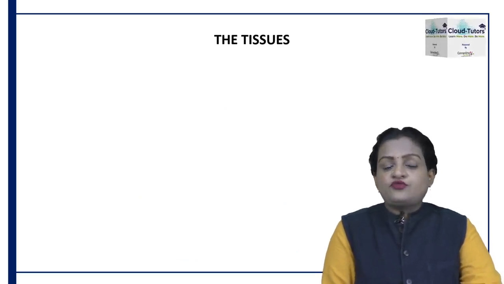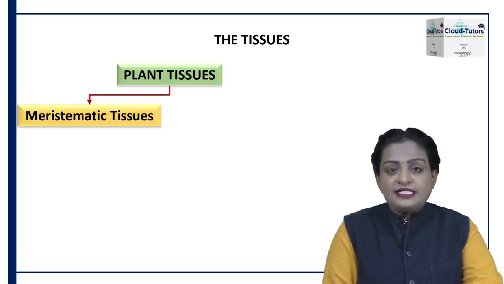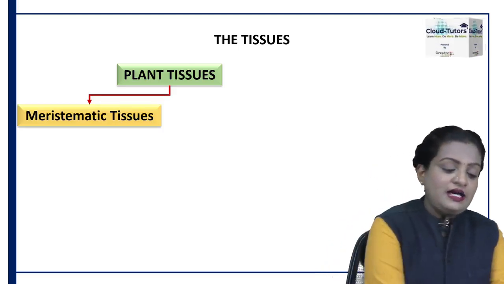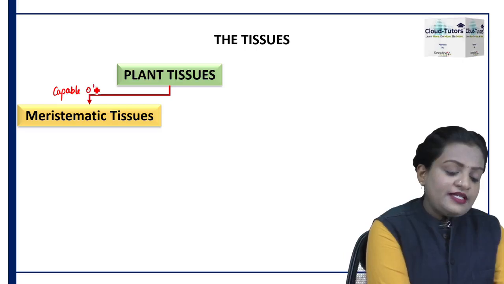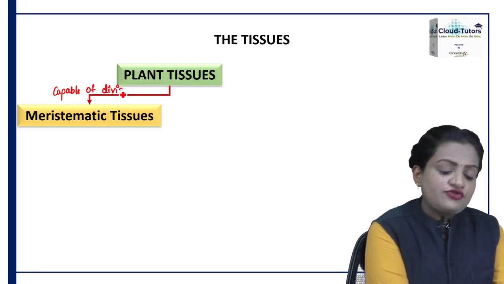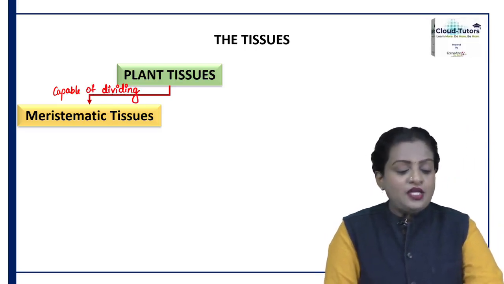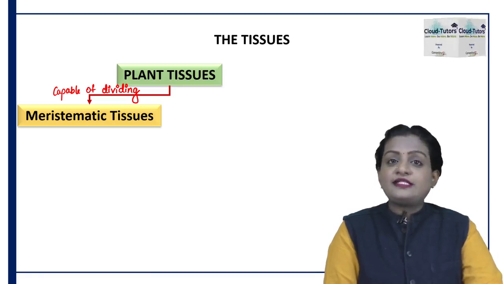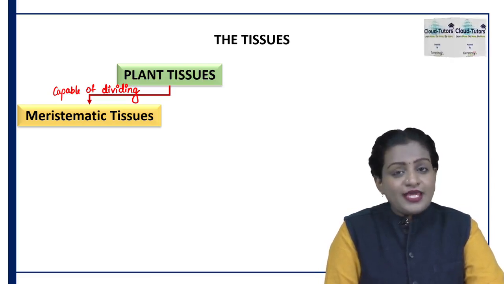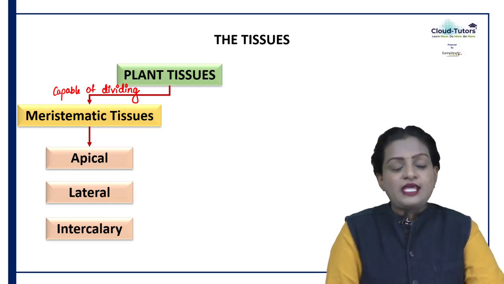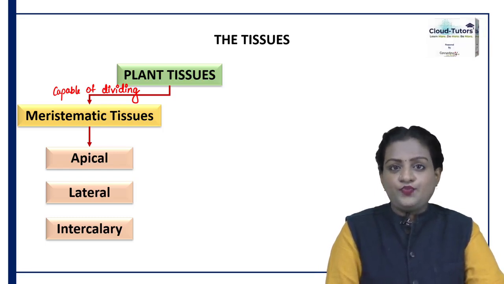So tissues are a group of cells. Plant tissue has been divided into two categories. The first category is called meristematic tissue. These are capable of division. So they are always dividing, they divide and give rise to new cells. They are constantly under the cell cycle. Under meristematic tissue also we can divide them into types based on the location as well as origin. Based on location we have three types: apical meristem, lateral meristem, and intercalary meristematic tissue.